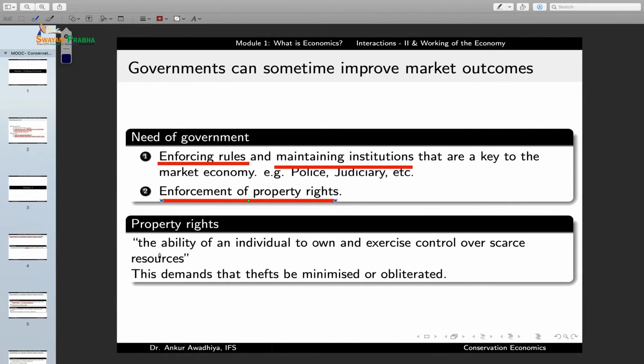Now, what are property rights? The ability of an individual to own and exercise control over scarce resources. To own and exercise control. And this demands that thefts be minimized or obliterated. Now, property right is the ability of an individual to own scarce resources. Scarce resources could mean things like land or things like capital. So, you should have the power to own land, you should have the power to own capital.